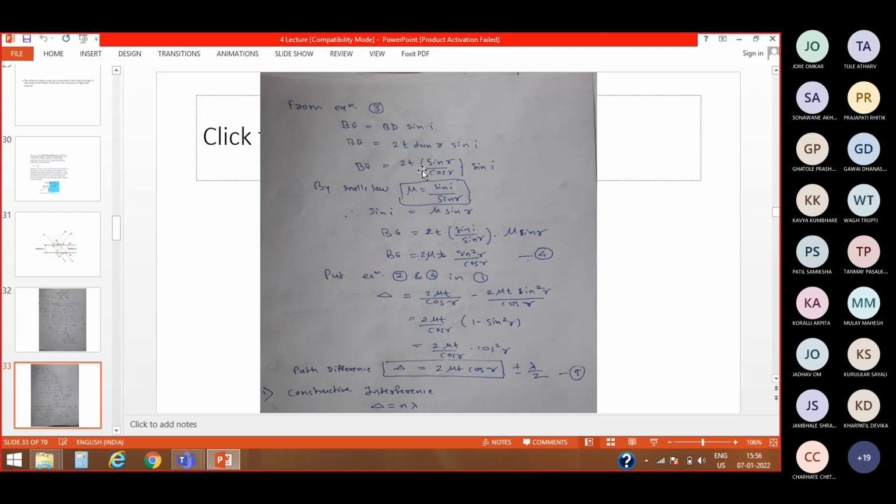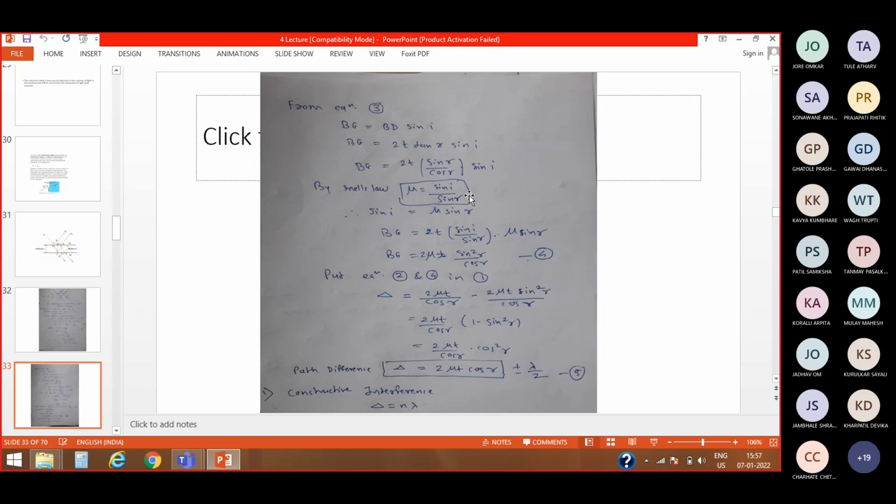And what is tan of R? Tan of R is equal to sin of R upon cos of R. Put that value of tan of R. Also by the equation of Snell's law, mu is equal to sin of I upon sin of R. So sin of I is equal to mu times sin of R, where mu is the refractive index and R is the refraction angle. Then BG is equal to 2 times T into sin of R upon cos of R into mu into sin of R. So this sin of I, I just replace with mu into sin of R here.